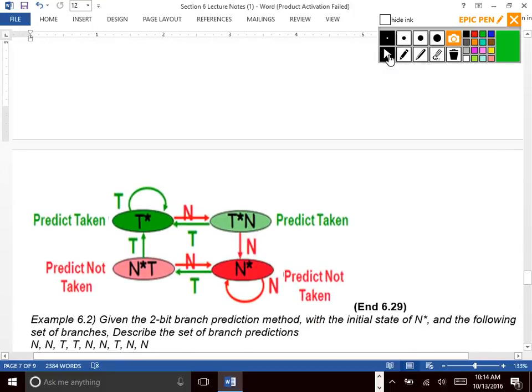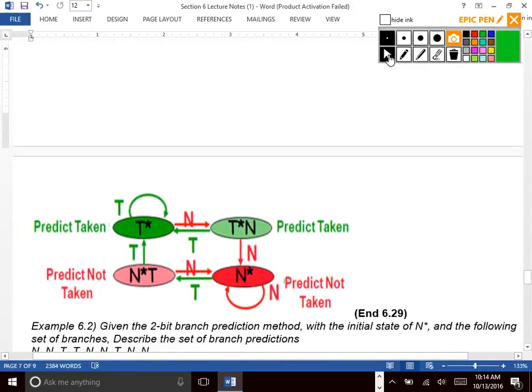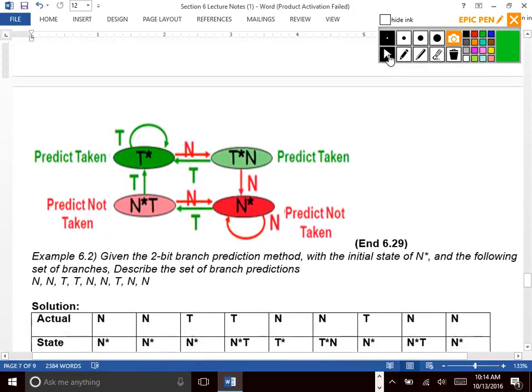So this is the end of 6.29, so scrolling up here is fine. This is the actual finite state machine. If we start out at a particular state, the example problem we have here is actually going to start out at N star. N star means that if it's N or N star T, we're going to predict that we're not going to take the branch. Meaning that if it's I equals j, we are predicting that I does in fact equal j.